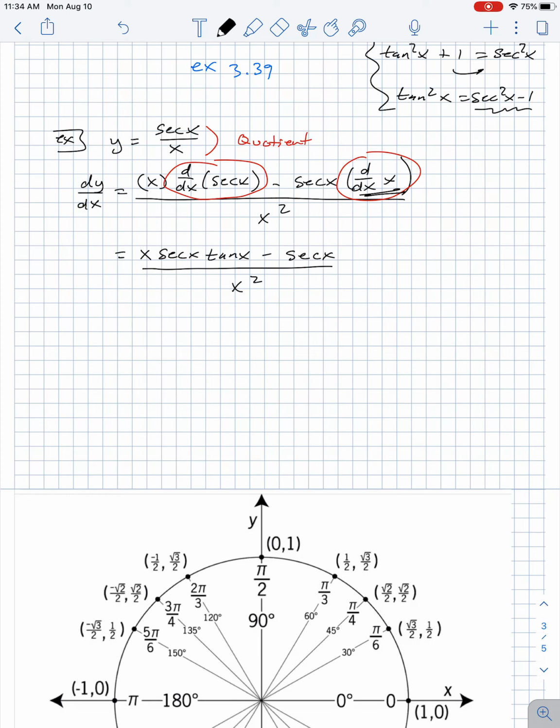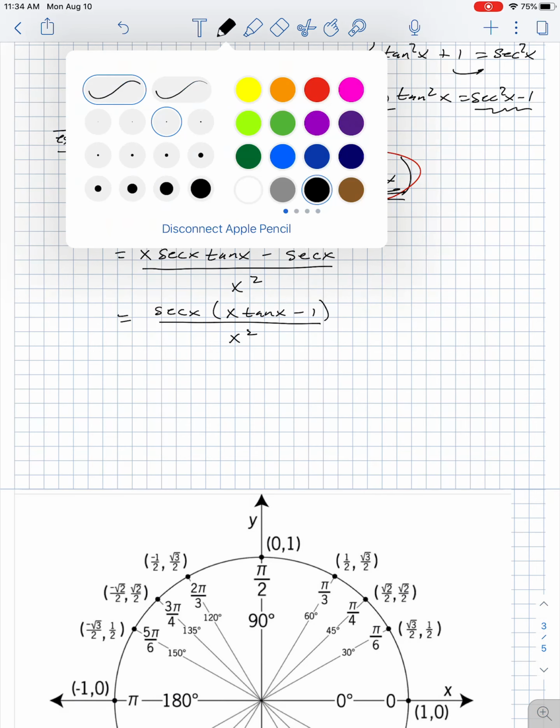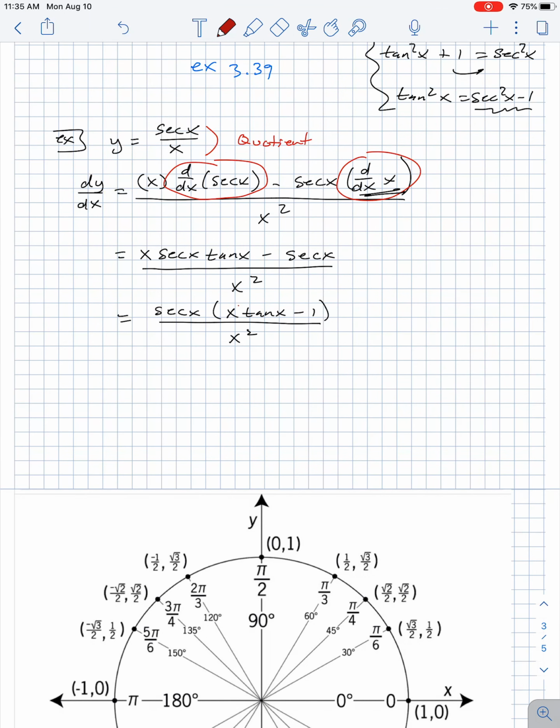And up top, I see that both terms have a secant in them. I could factor that out, but there's nothing really to cancel. So I'm done. I know that you're very tempted, but please do not cancel these. If you are going to cancel, you have to cancel an entire factor. So you would have to cancel this whole thing. You cannot cancel over addition and subtraction. So this is actually done, and there's no other simplification to be done.